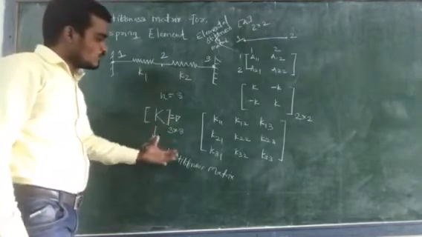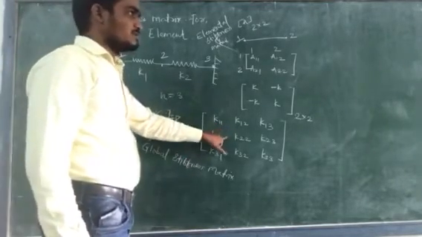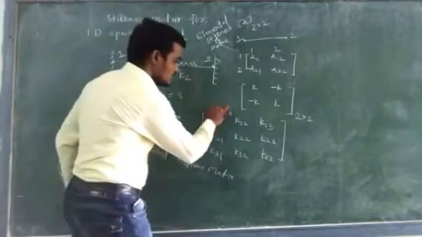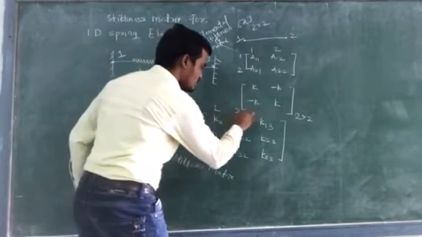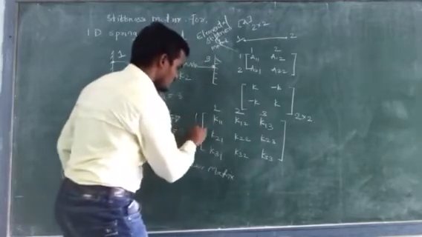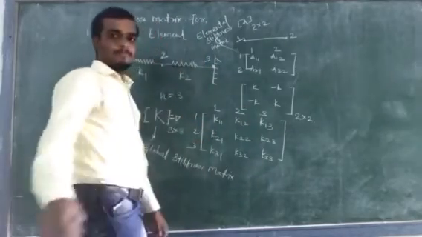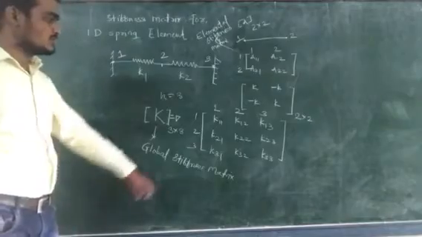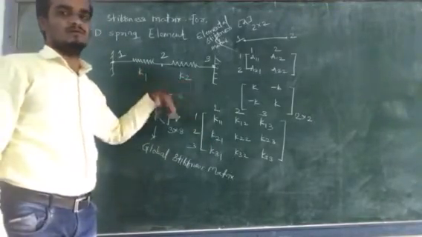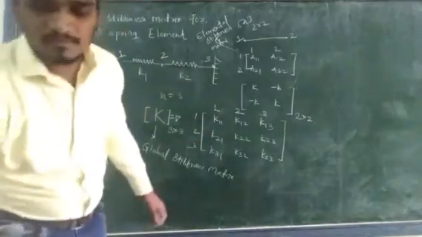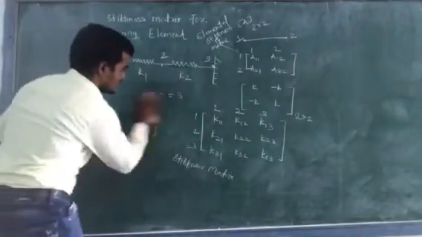Now, how to construct this global stiffness matrix? Okay, actually, the positions of this global stiffness matrix are 1, 2, 3, then 1, 2, 3. Okay, so how to construct this global stiffness matrix by using this elemental stiffness matrix? Now we will see this.